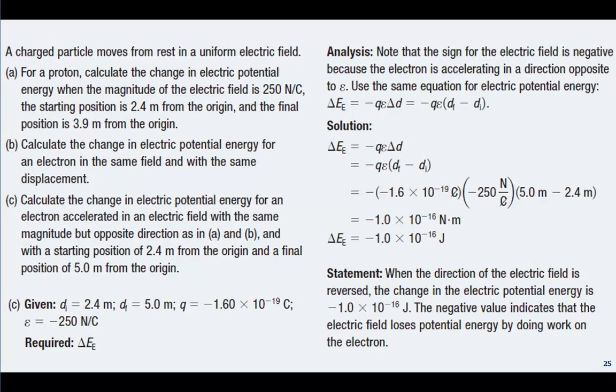Okay, in question C, note that the sign for the electric field is negative because the electron is accelerating in the direction opposite to epsilon. So we can use the same equation for electric potential energy: delta EE is negative Q epsilon delta d. Again, put all the values in. We have delta EE is negative 1.0 times 10 to the power of negative 16 joules. Again, in such a problem, you should be able to tell that the charge on the electron is negative 1.60 times 10 raised to the power of negative 19 coulombs.